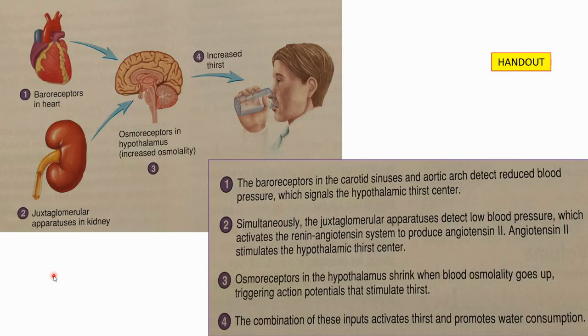So again, this is just showing you the picture of what's going on. You've got this handout. You've got baroreceptors in the heart. You've got your juxtaglomerular apparatus in your kidneys. Combined, these are targeting the osmoreceptors in the hypothalamus. Increased osmolality, which increases thirst.